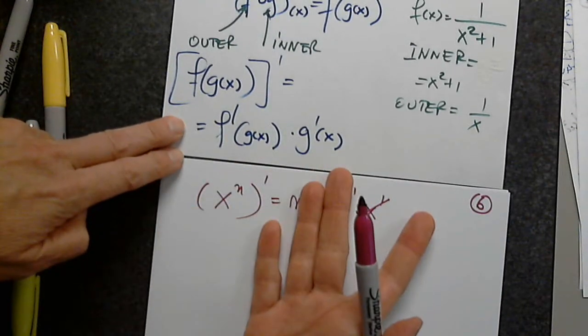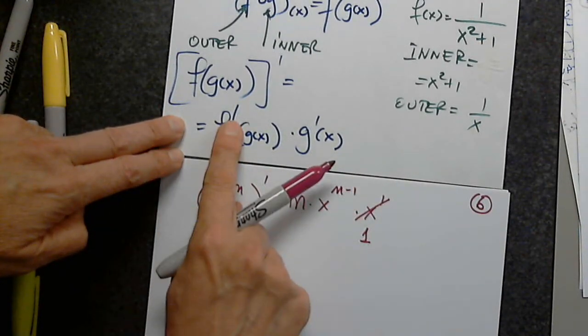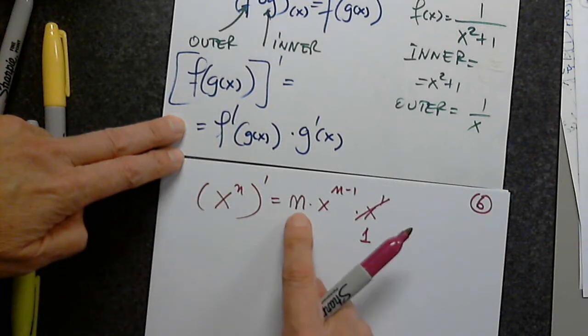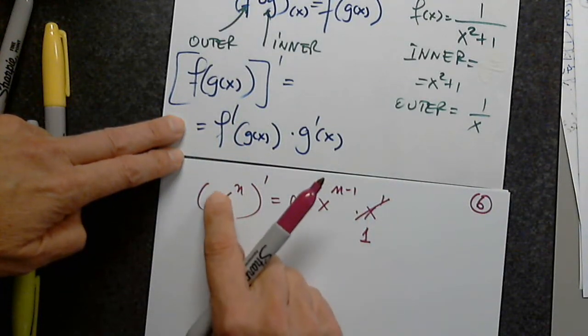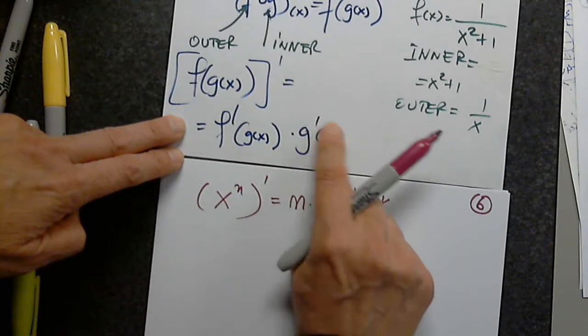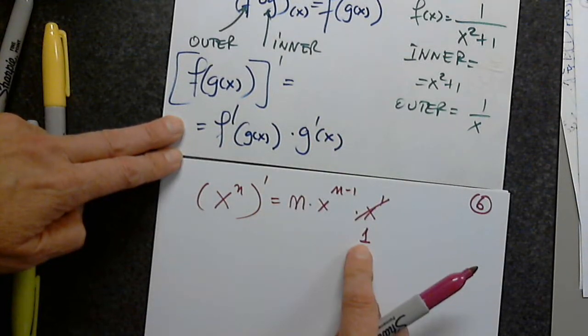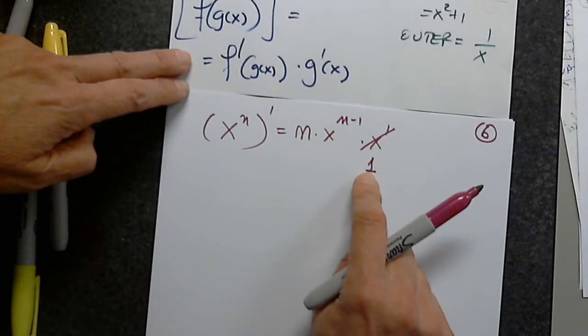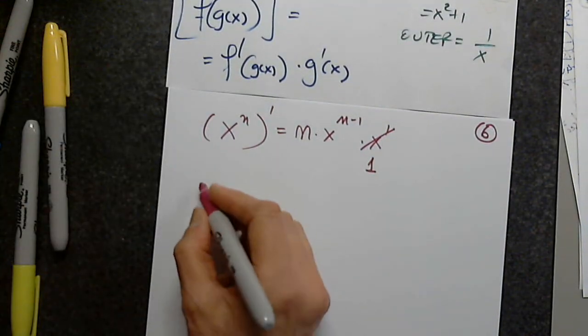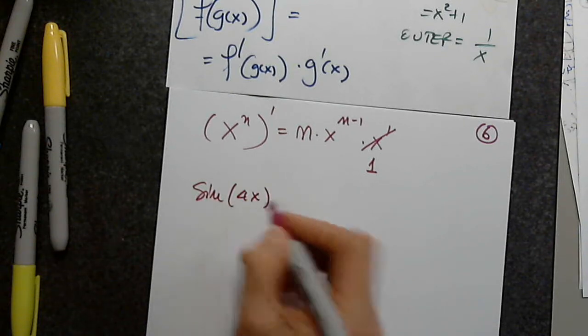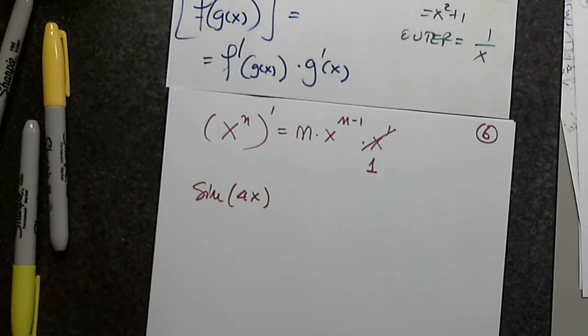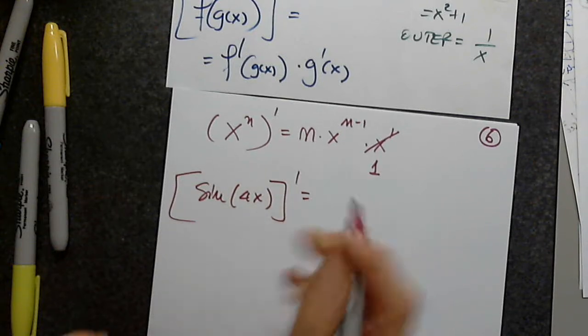But this is the exact same situation. We differentiate the outer, which is n times x to the n minus 1. The inner function is x, so g prime, which is x prime, is 1. So here's an example. Let's say I have sine of 4x. These are two functions. You can say I can even consider two more. Fine. But what is the inner function? What is the outer function? Can anyone dictate the derivative of this?